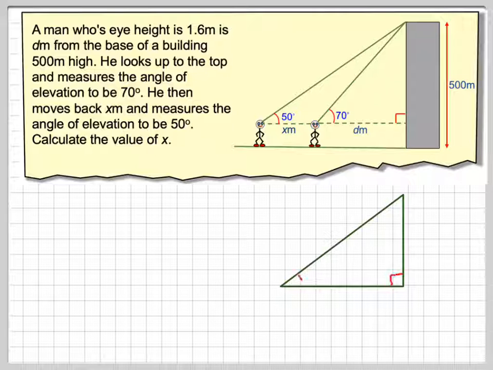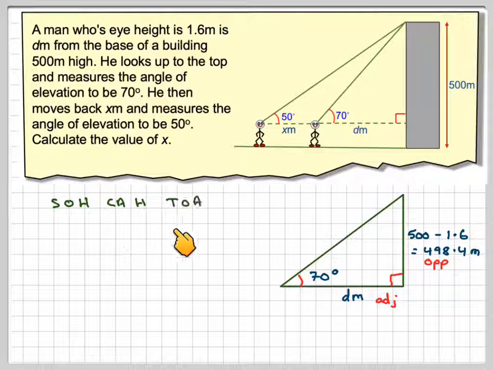Okay, so this is a typical sort of trigonometry problem. If we draw out this triangle here first of all, the angle is 70, the angle of elevation. This is d meters. This distance here, though, is not 500. It will be 500 minus the 1.6 eye height, which gives me 498.4 meters. If we label the sides, that's adjacent because it's next to the angle, and this side is opposite to the angle.